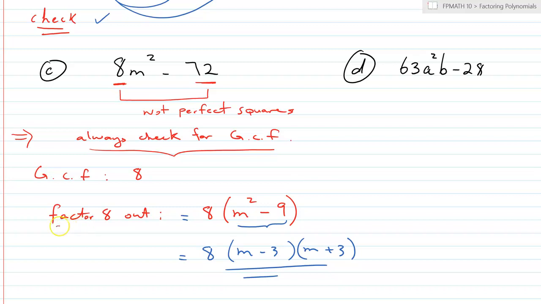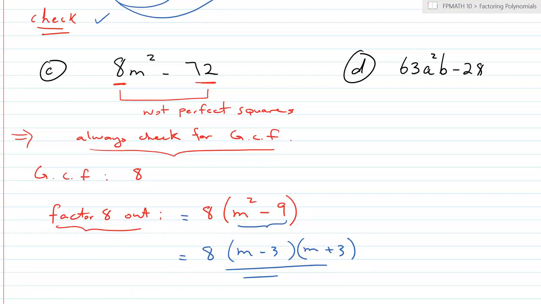In this case, we know that 8 is the greatest common factor for both. Take that out. Taking 8 out of 8m squared gives you m squared, and 8 out of 72 is going to be 9. Look what's happening here: m squared minus 9, that's a perfect square now. So that's a difference of squares. We can factor that, and that's what you will get.